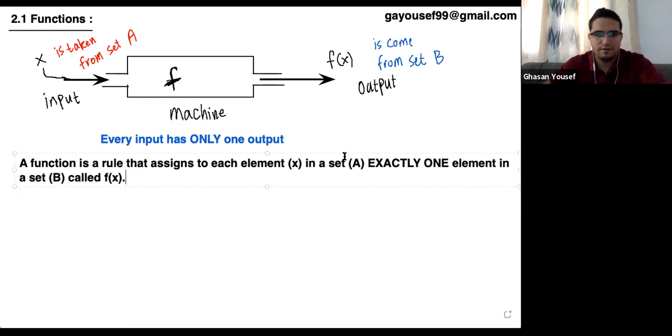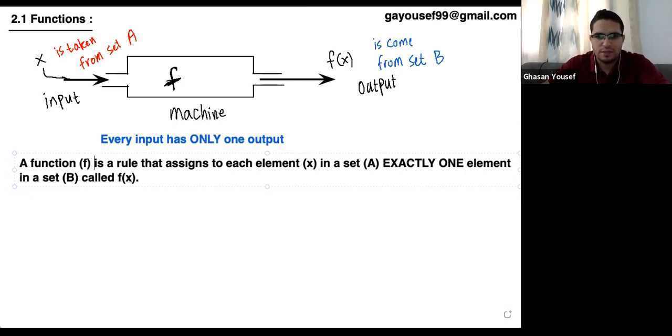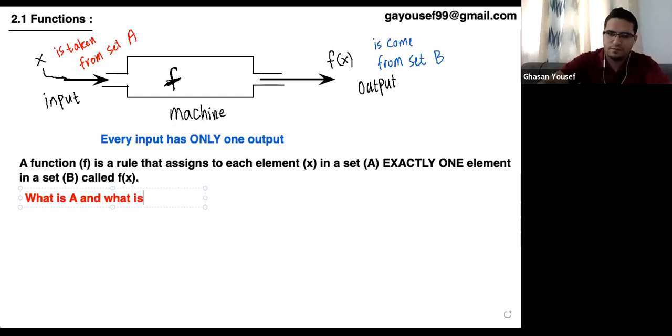A function f is a rule. Here, function f, I will call it by letter f, is a rule that assigns to each element x in a set A exactly one element in a set B called f of x. So the question is now, what is A and what is B? What is the meaning of A and what is the meaning of B? Or here I said each element x is taken from A, exactly one element f of x belongs to B. So what is A and what is B?